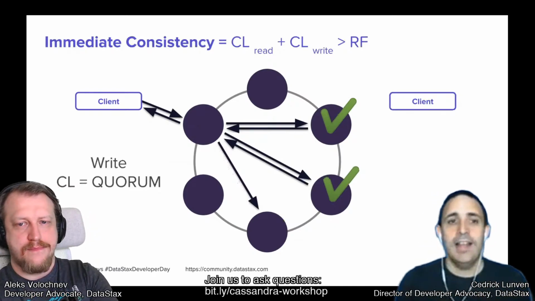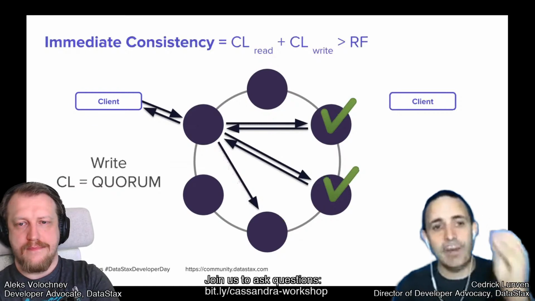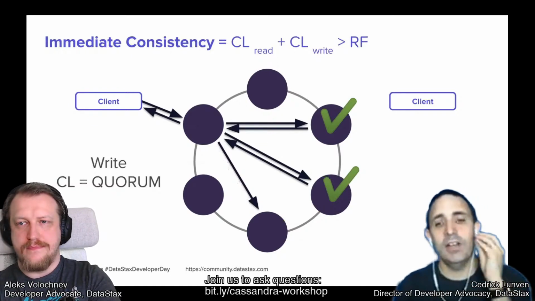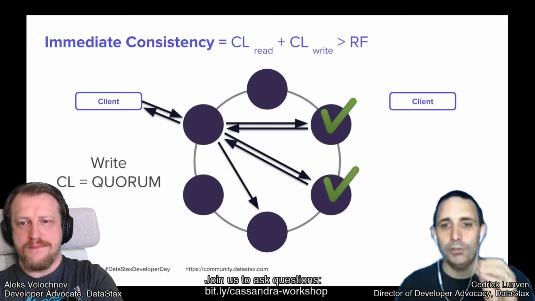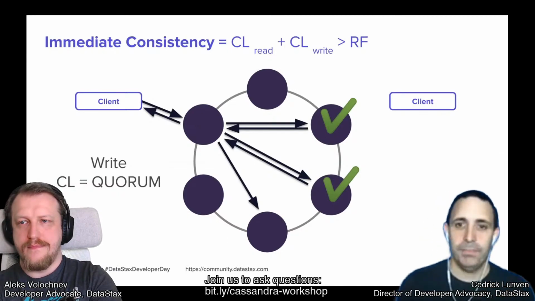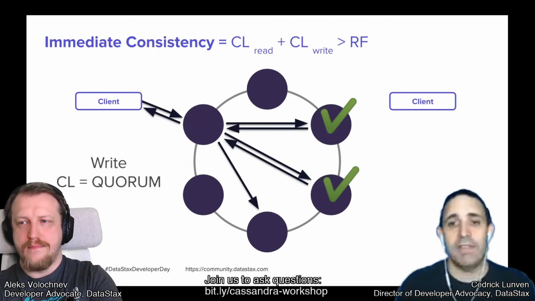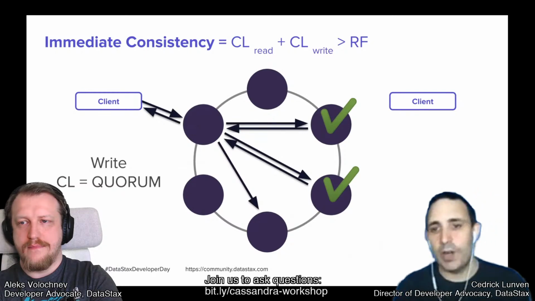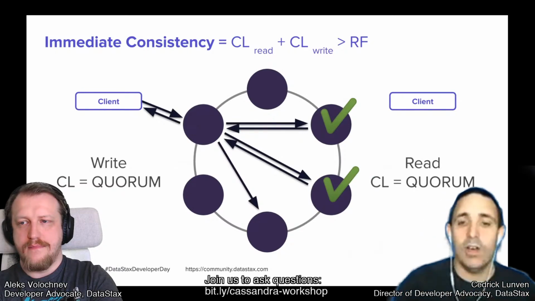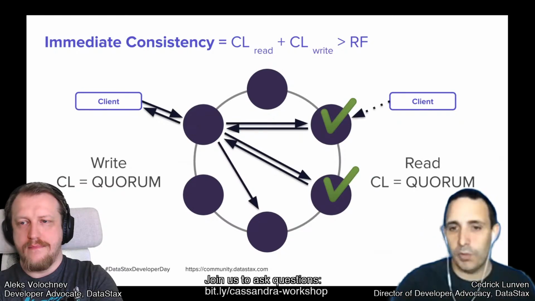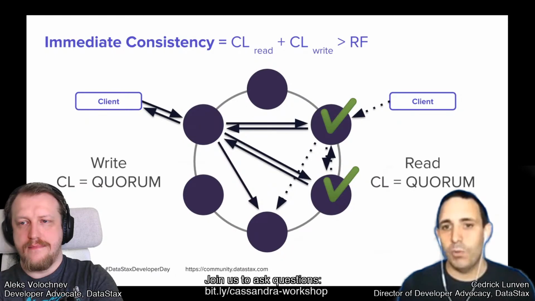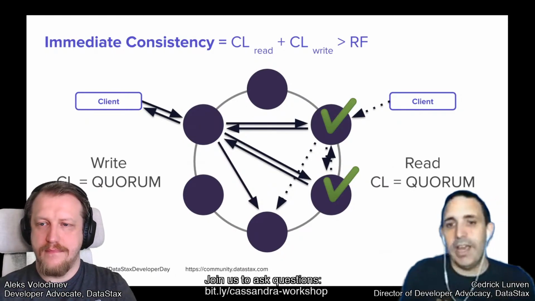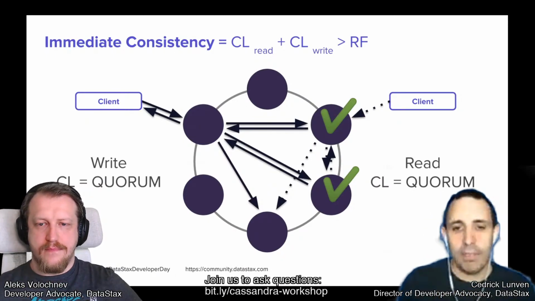Let's say that I've written my data with consistency level quorum, the two nodes with the check mark. And at the very same time, there is another client requesting the same data with, again, quorum for read. Well, with this guy, no luck, we will get an answer from one checked node and the node at the bottom that has not been checked.